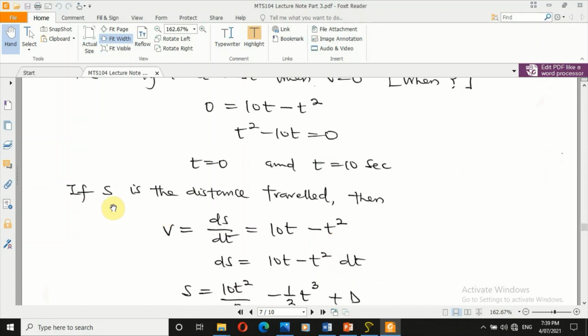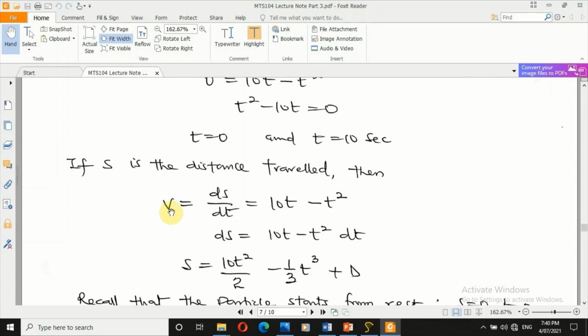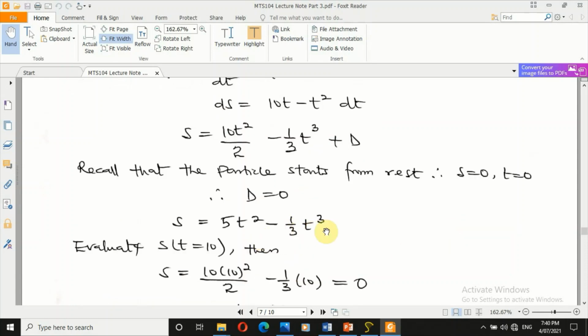Now let's proceed. If s is the distance traveled, then velocity is ds/dt. So we have this. I'm using this expression here, because velocity is ds/dt. So you make it ds equals v dt, then you have this. Then what next? You integrate. When you integrate both sides, you have 5t squared minus 1/3 t cubed plus d. Here, d is the constant of integration. So recall that when the particle is at rest initially, t is 0, then displacement is 0, and velocity is also 0. So we have this condition. Let's put the condition there, then you find d is 0.